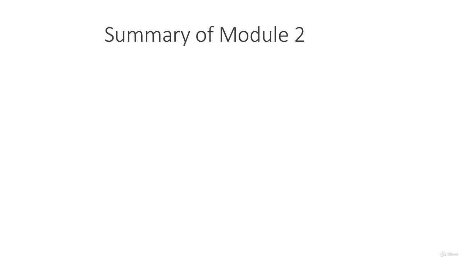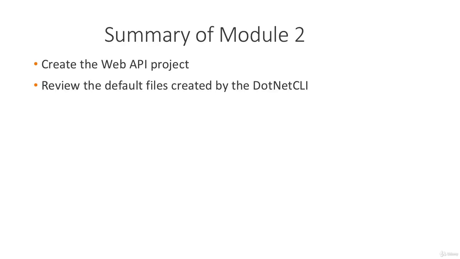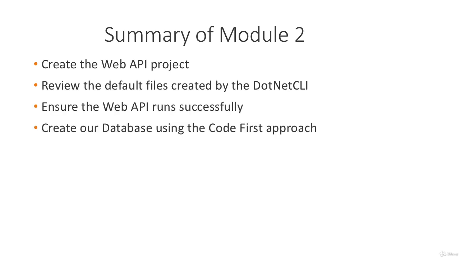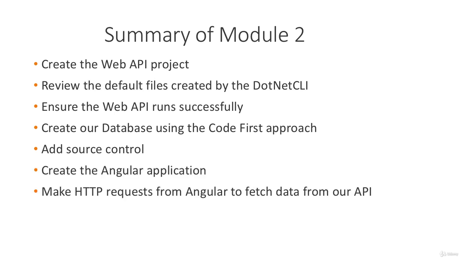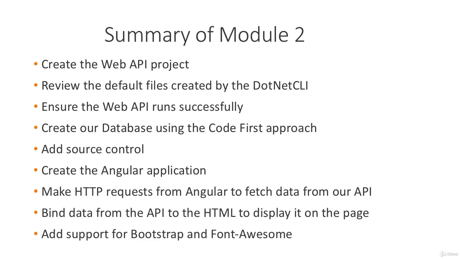So what we've looked at in this particular module then, we've created a web API project. We've taken a look at the files created by the .NET CLI. We've ensured our web API runs successfully. We've created our database using the code first or model first approach. We've added our code into source control. We've created the Angular application. We've made HTTP requests from Angular to fetch data from our API. And then we've bound that data from the API to the HTML and then displayed it on the page.